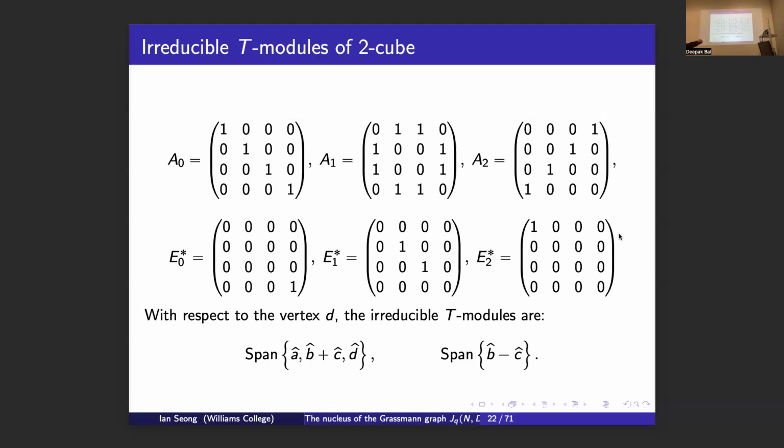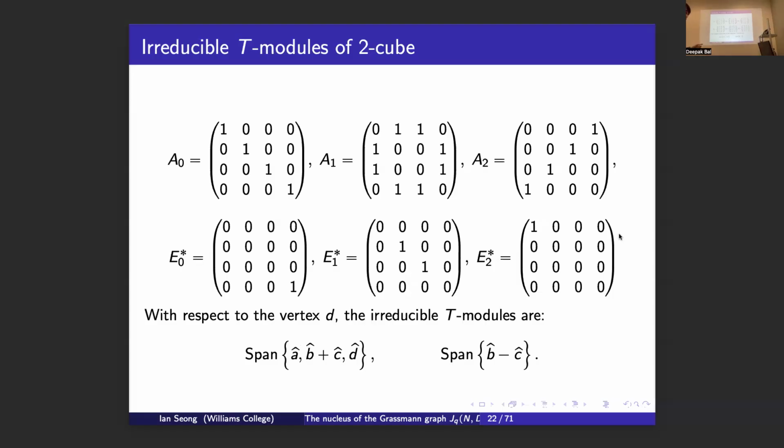So we have one 3-dimensional irreducible T module, which is spanned by a vector A, a vector B plus vector C, and a vector D. And we have this 1-dimensional vector space, which is the span of the vector B minus the vector C. Okay, now unfortunately, we have a 3-dimensional space and a 1-dimensional space. The dimension of the screen is not big enough to actually visualize the whole thing.